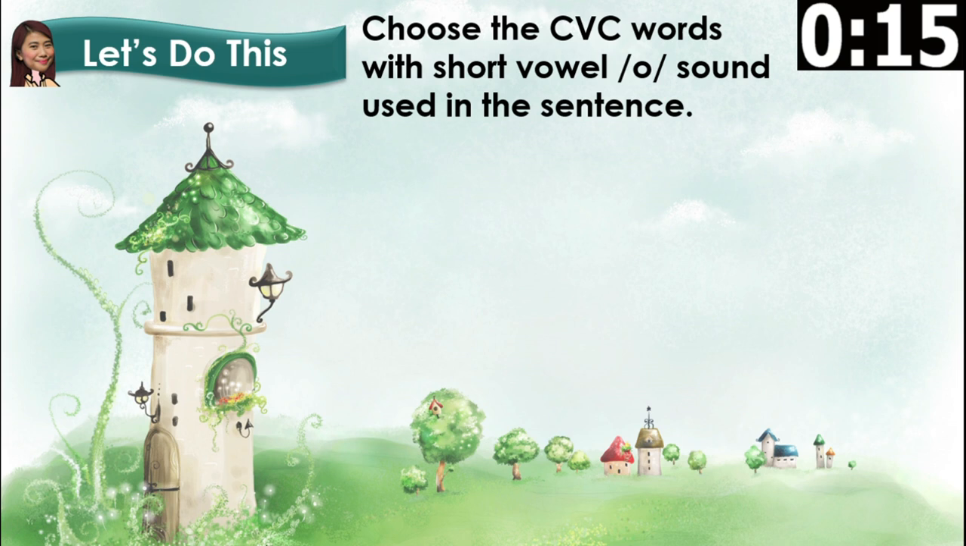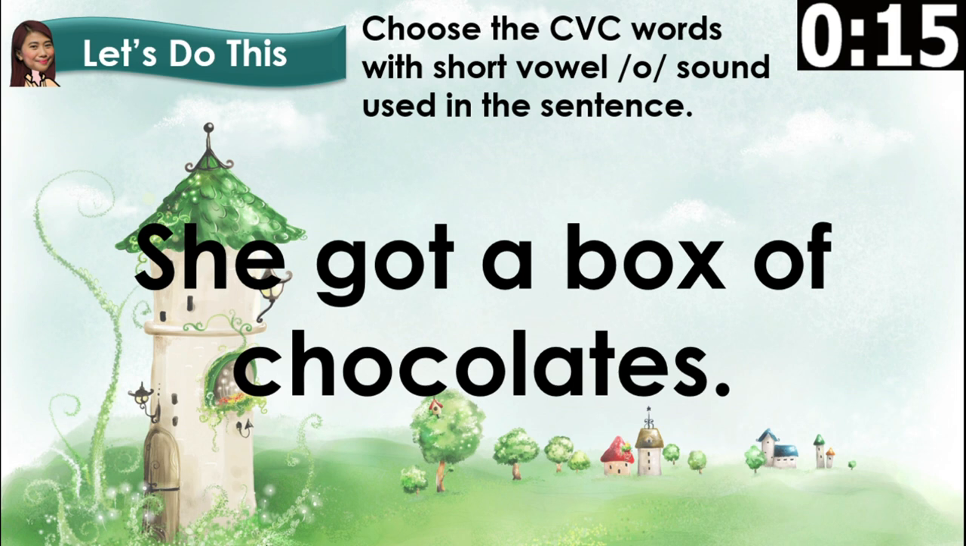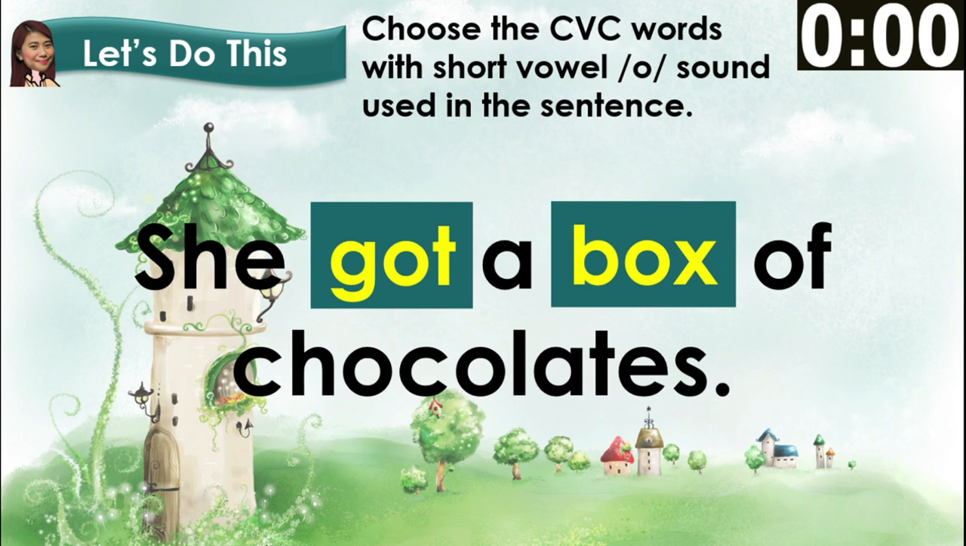Now, choose the CVC words with short vowel O sound. She got a box of chocolates. What do you think are the CVC words with short vowel O sound in this sentence? Type your answer in the comment box. Correct CVC words are got and box. If you got it right, very good.